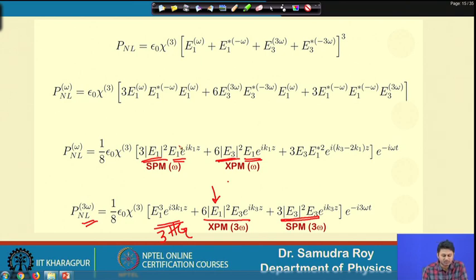In self phase modulation, what happened? The pulse phase will be modulated by its own field, and for cross phase modulation, that means the phase of a pulse gets modulated by another field, and here the other field is the E3 field. That is why it is called cross phase modulation.